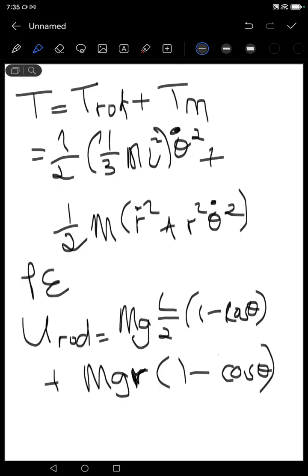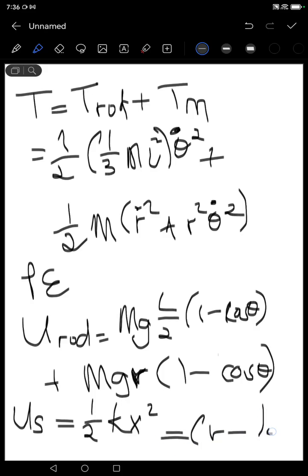And then remember, we are also given a spring. So we're also going to have a potential energy of the spring. U of s stands for spring. So we know that potential energy of a spring is half k x squared. So the x is what? It is the extension. So the x is going to be r minus L0.